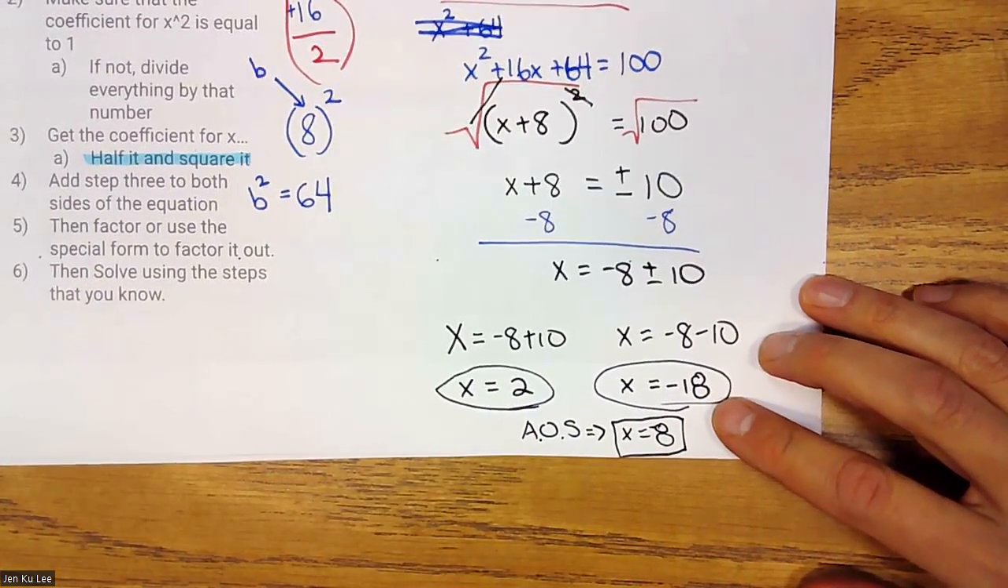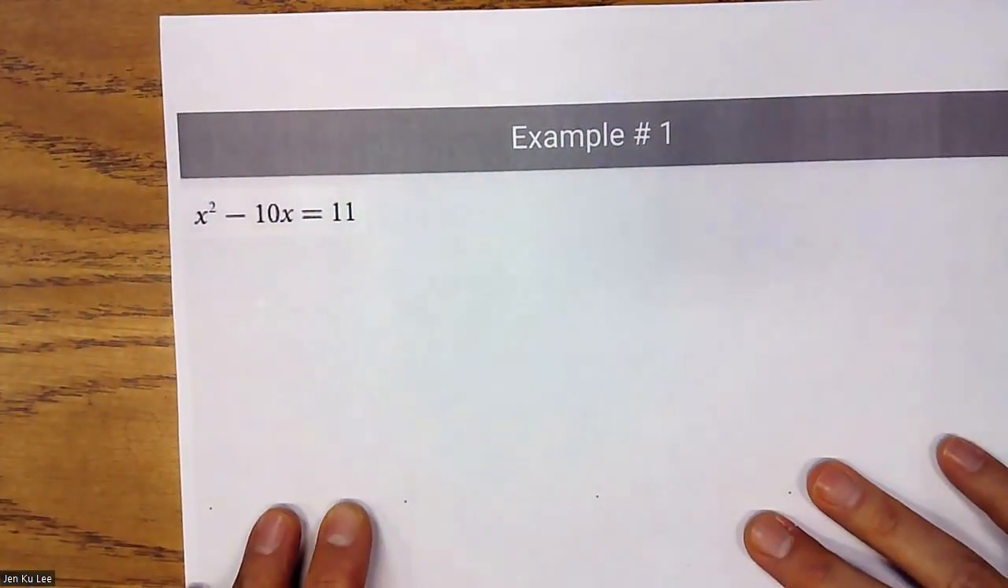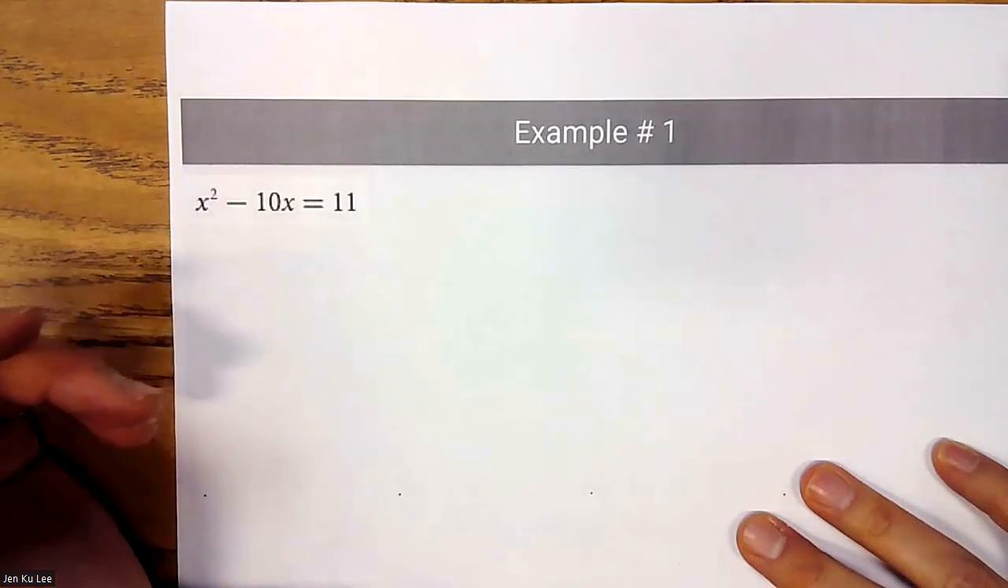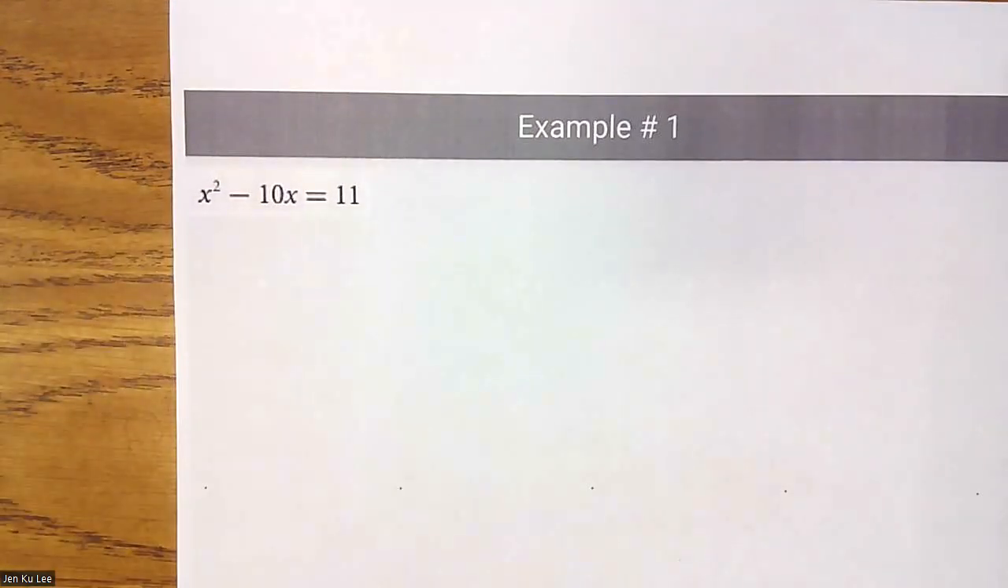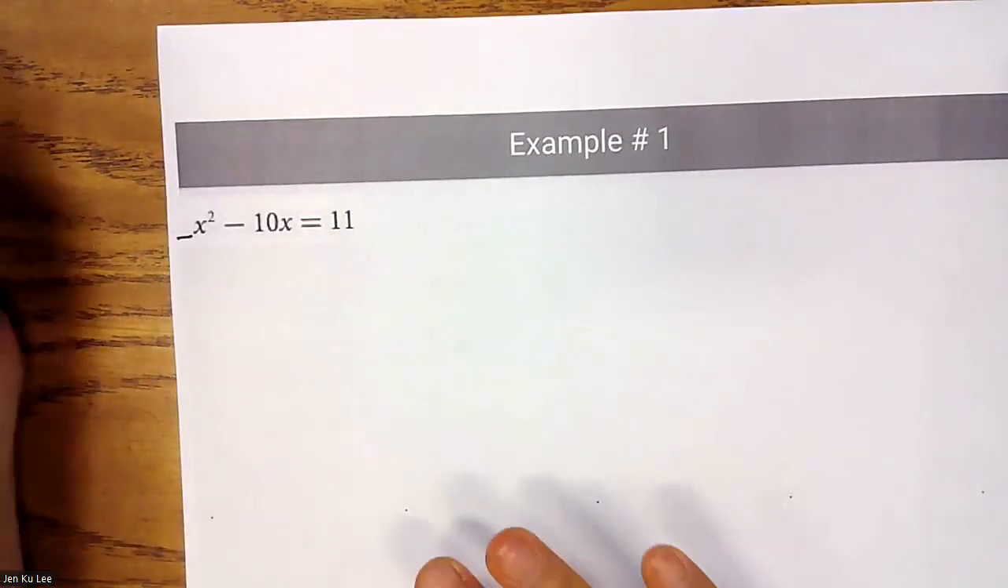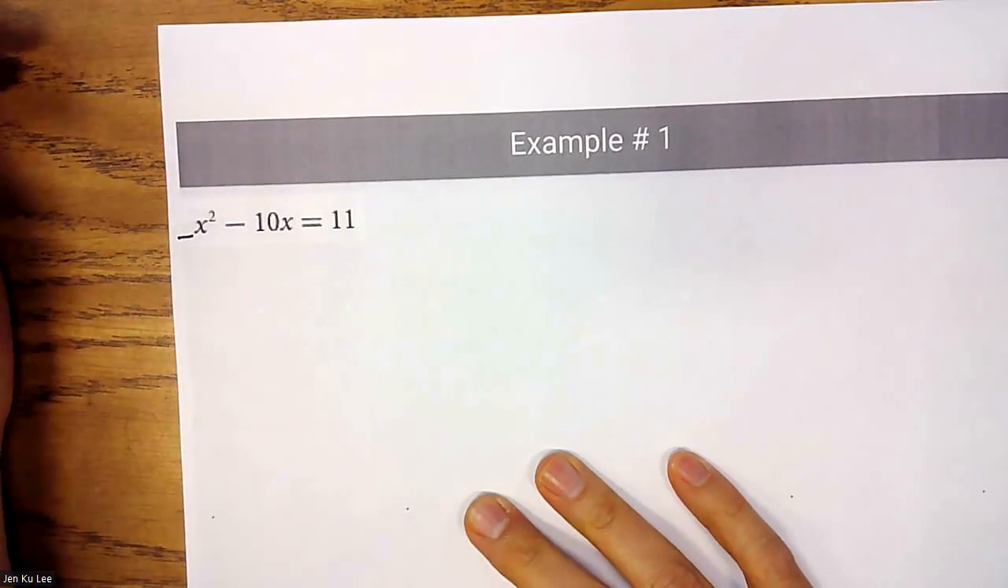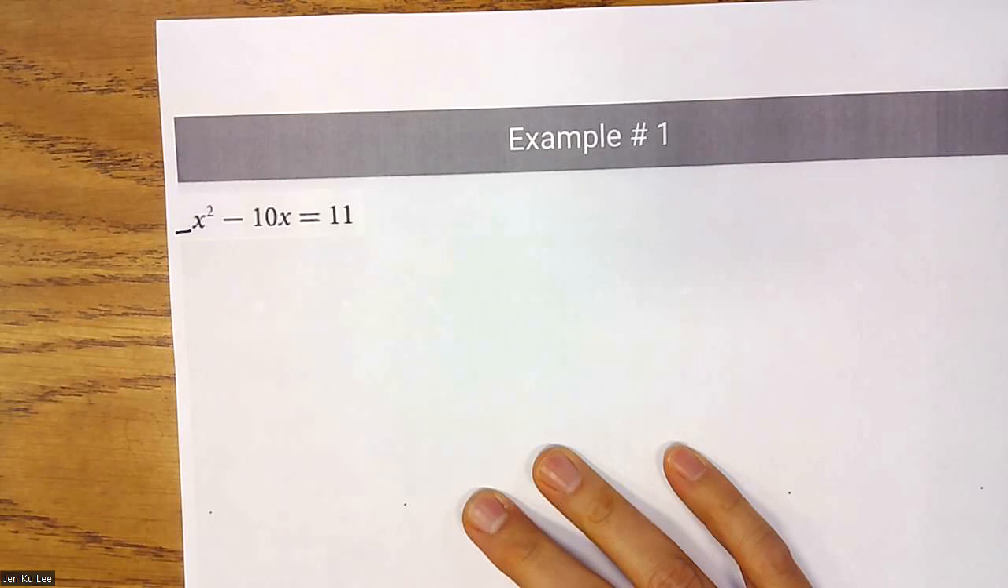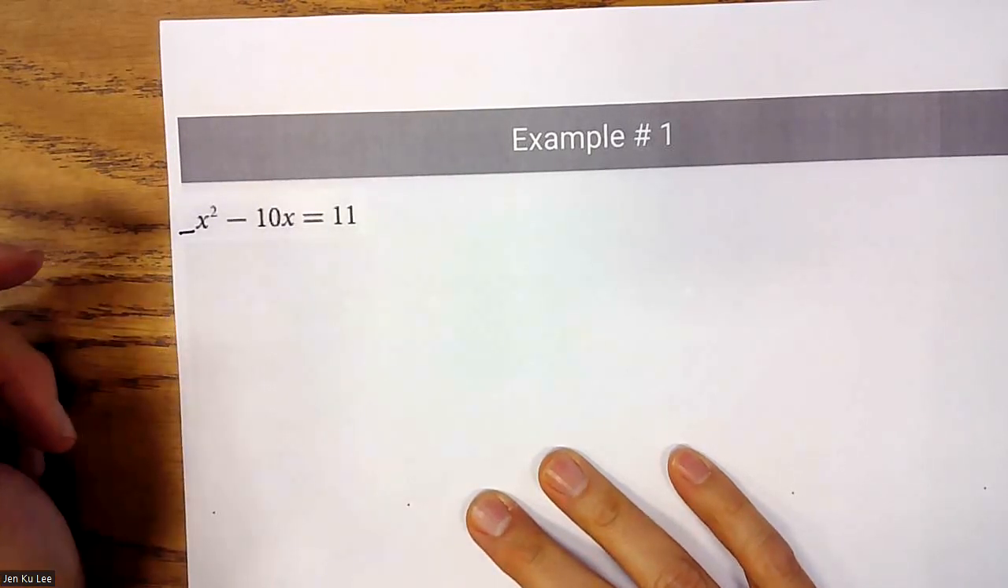Okay, so anyways, let's move on to some examples now. Okay. So example 1, we have this. My first step is to get the constant on one side of the equation, which it is, right? The 11. It's on one side of the equation, so I'm good with that. My second step is to make sure that my coefficient for x squared is 1, which it is. Okay, so step 1 and step 2 are pretty much done for you.